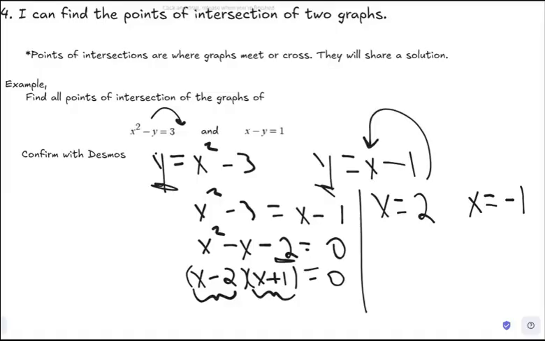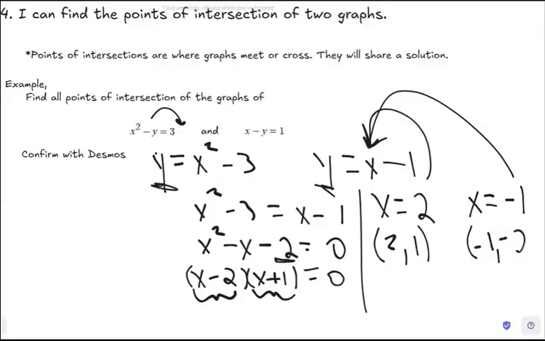So when x is 2, y equals 2 minus 1, so y is going to equal 1, so it would correspond to the point 2 comma 1. Also, when x is negative 1, do the same thing. You would get negative 2 for y, so negative 1 comma negative 2. And you could also verify that both of those points substituted into the x squared minus 3 are going to work as well. So we'll check this with Desmos.